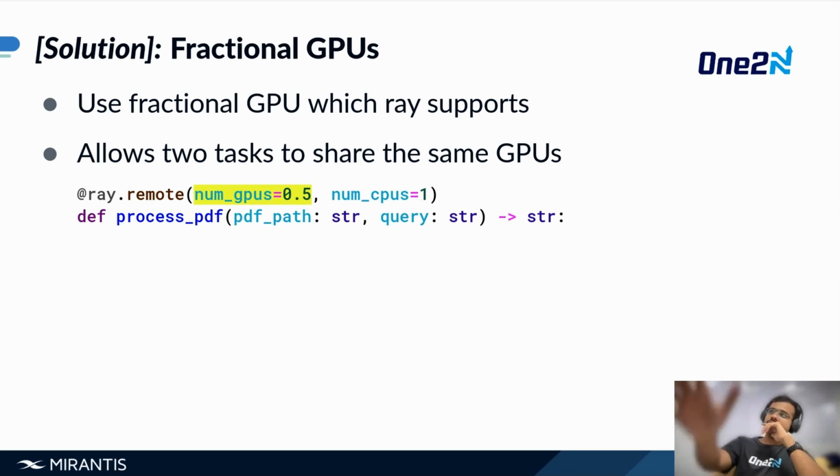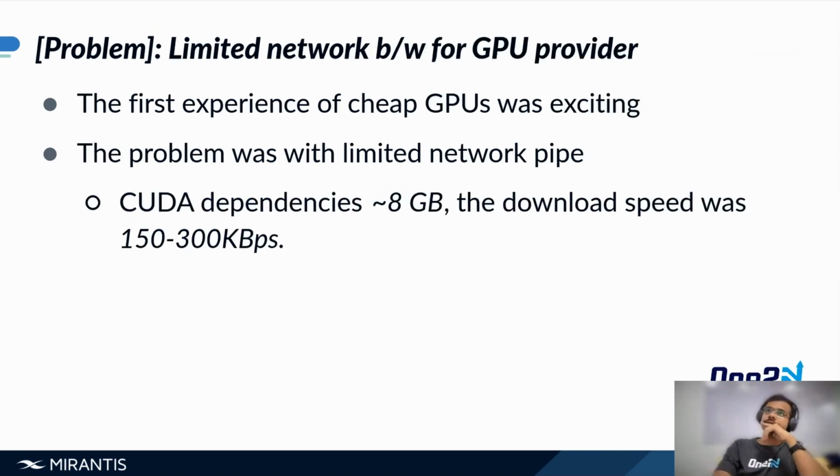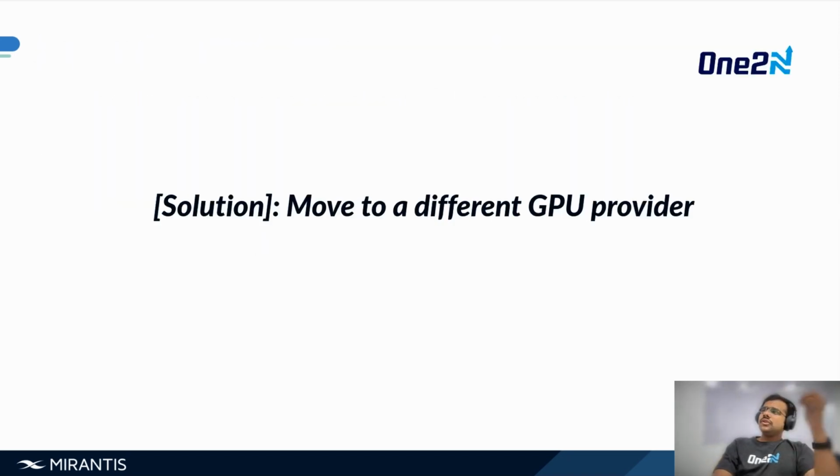And this is the num GPUs parameter, which I have set to 0.5, which says, okay, one worker can be allocated half of the GPU. The second problem that we faced was that we went with a local provider which provided us GPUs at a very cheap cost, but the bottleneck came with the download speed that we were limited to, and CUDA dependencies themselves are around 8 gigabytes. So we had really slow setup and build processes. So the solution was to move to a different GPU provider.